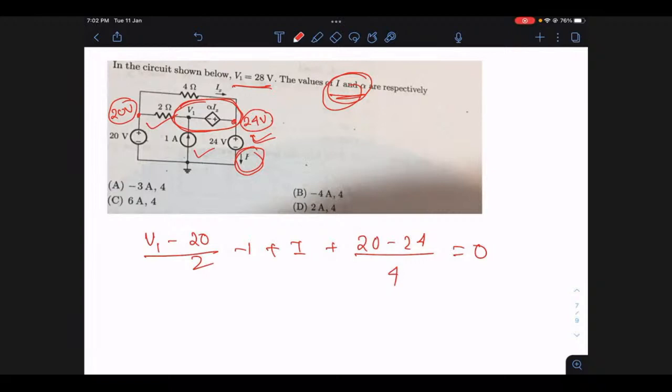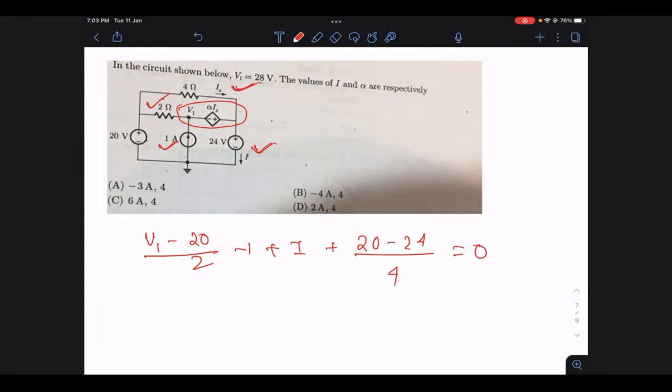Once again, this is the super node I'm selecting. To this super node, 4 branches are linked. This branch, the corresponding term is V1 minus 20 by 2. This branch is minus 1. This branch is plus I. And for this branch, it is 20 minus 24 divided by 4.